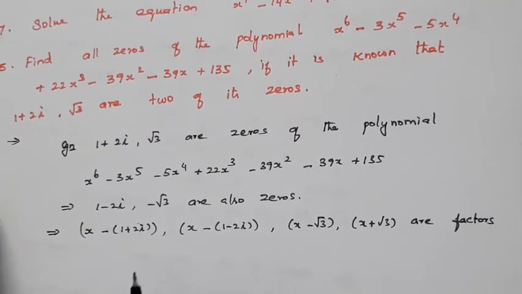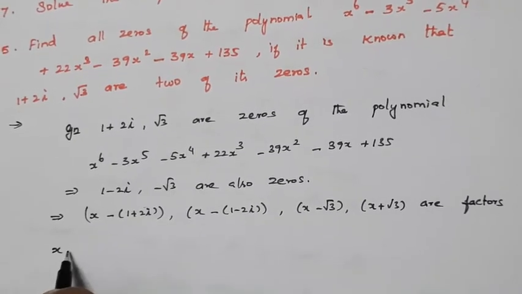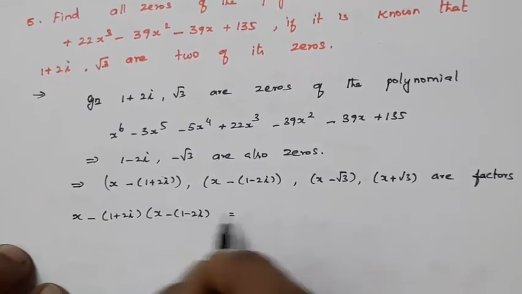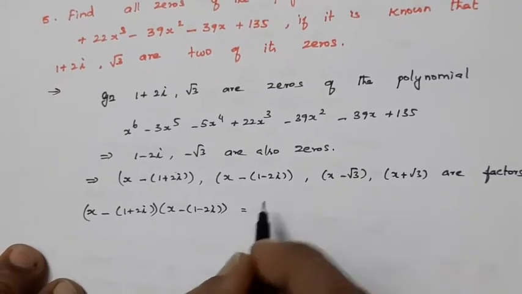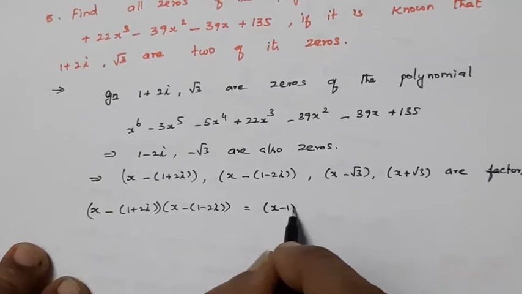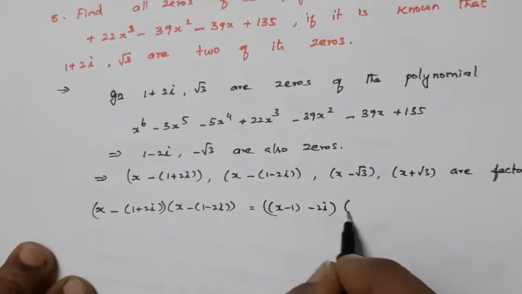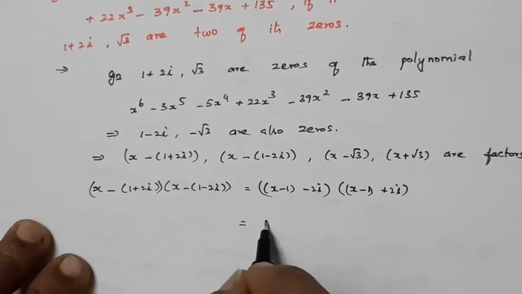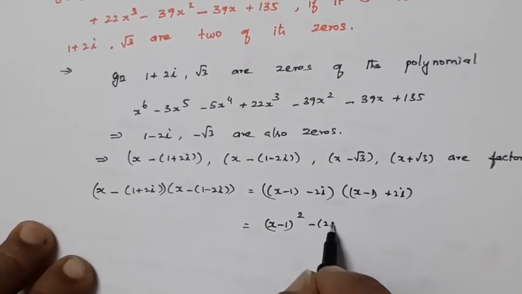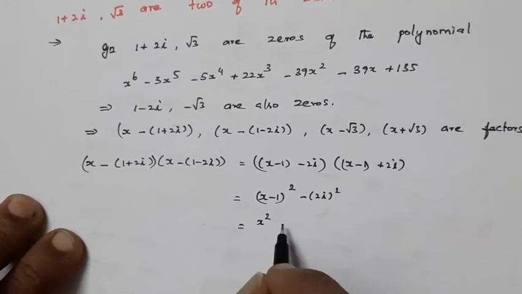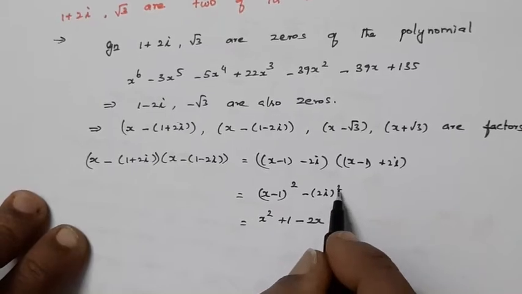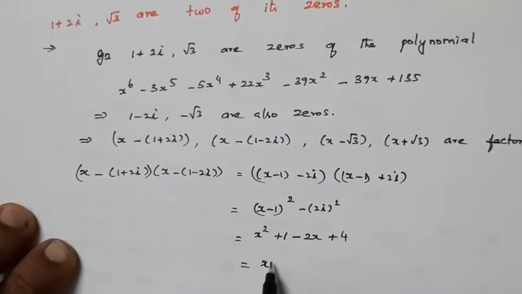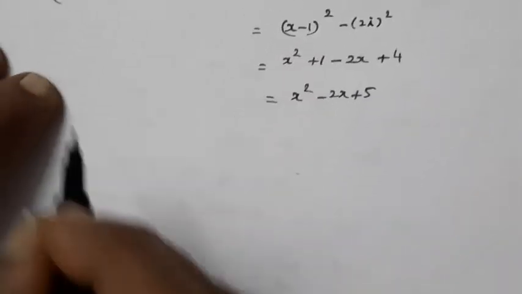So, let us multiply the 4 factors. x minus of 1 plus 2i into x minus of 1 minus 2i is equal to, so let us group x minus 1 minus 2i, and here grouping x minus 1, we have x minus 1 plus 2i. So this is of the form a plus b into a minus b. So this will be x minus 1 the whole squared minus 2i the whole squared. So expanding this, we have x squared plus 1 minus 2x, and i squared is minus 1 and 2 squared will be 4. This will be minus into minus 4, that is plus 4. So x squared minus 2x plus 5 is the product of these two factors, right?